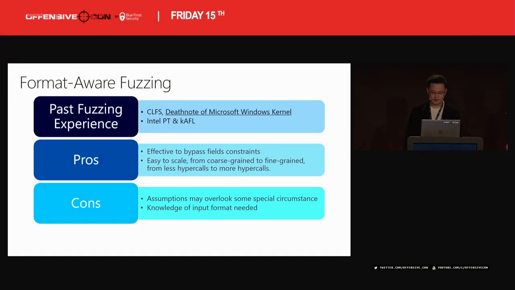Yeah, thanks, Shawn. Now let me introduce more details. Why choose format-aware fuzzing for hypercalls? I gave a talk about fuzzing CLFS, the Common Log File System, with format-aware fuzzing techniques at CodeBlue 2016. After that, I also used this technique to generate corpus for kAFL. So it's natural for me to extend format-aware fuzzing to hypercalls. Format-aware fuzzing is effective at bypassing field constraints, and it is easy to scale.